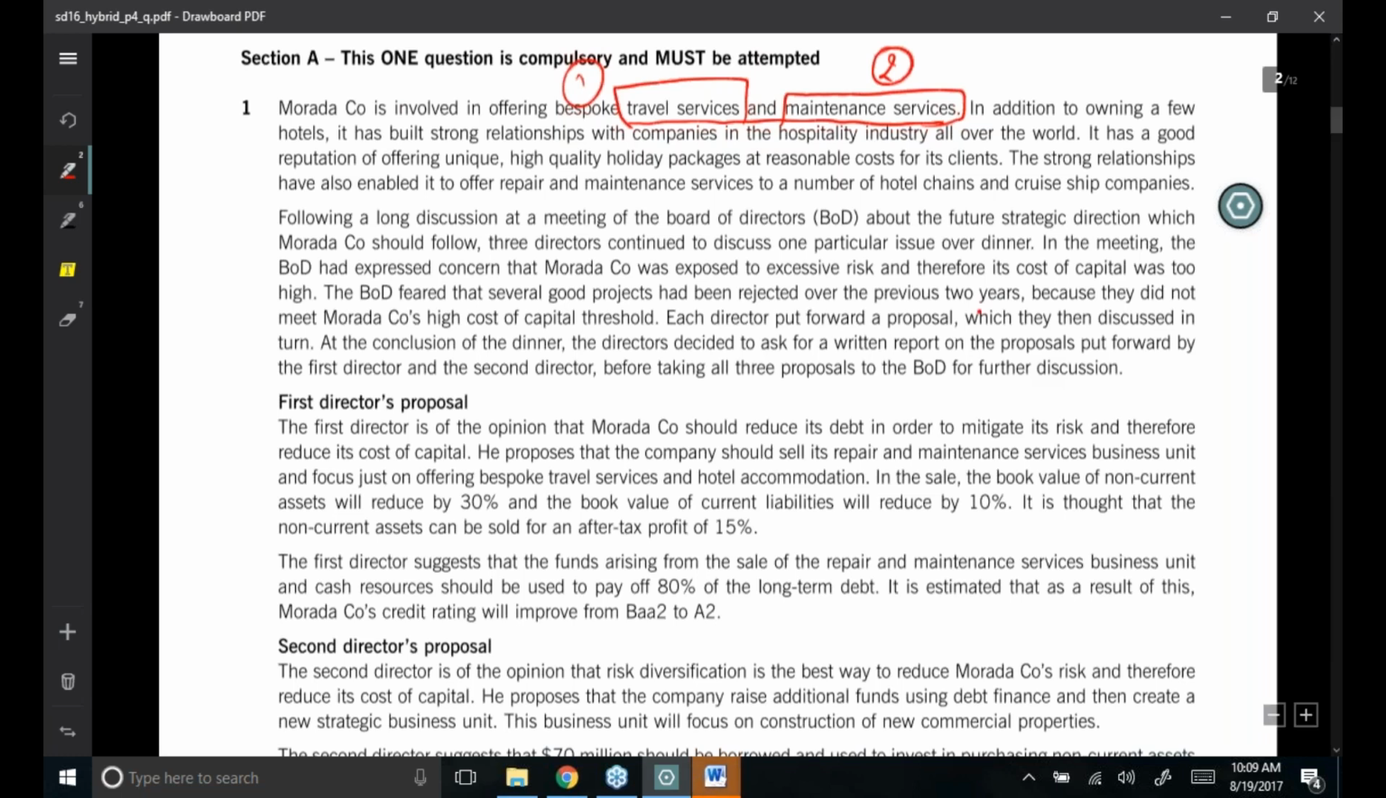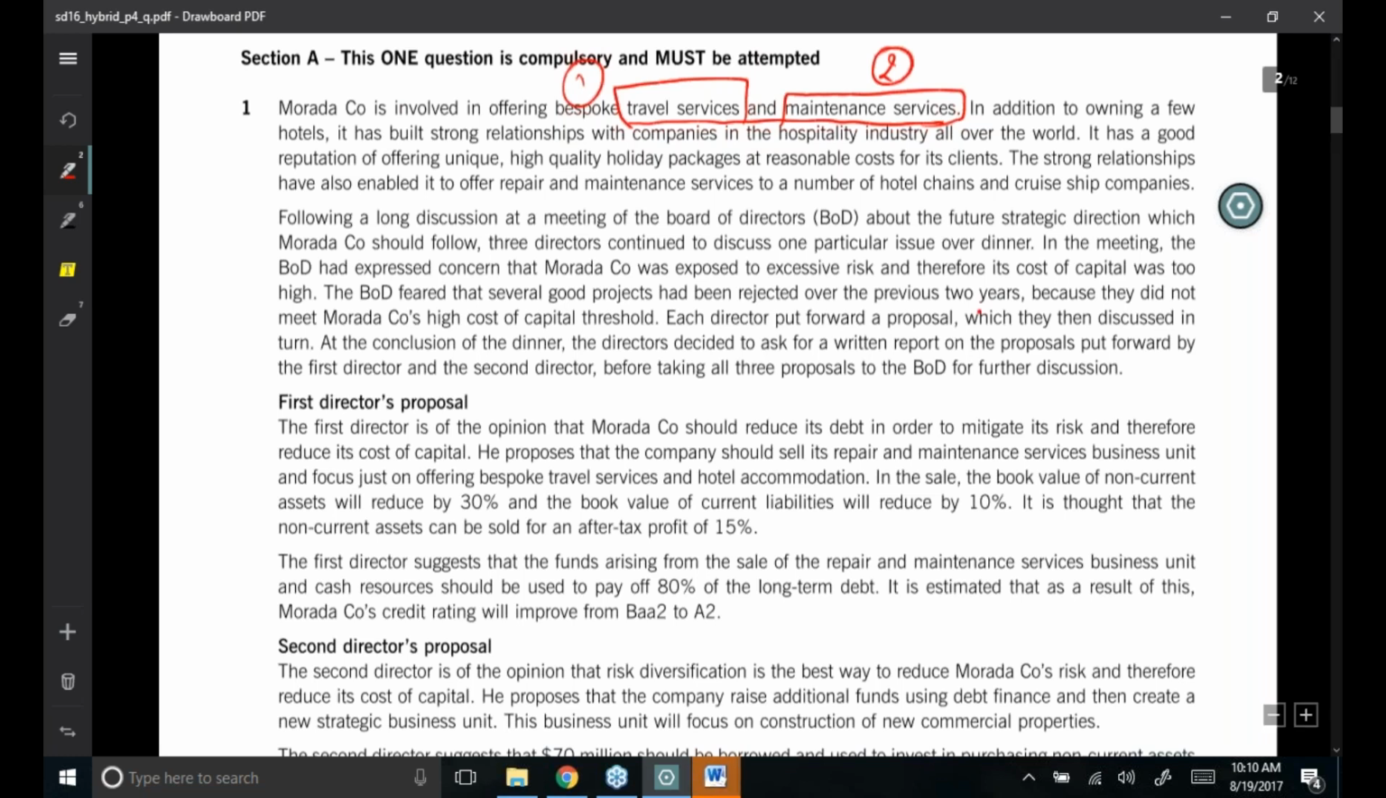Now let's go to the next paragraph. Following a long discussion at a meeting of the board of directors about the future strategic direction which Murata company should follow, 3 directors continued to discuss one particular issue over dinner. In the meeting, the board had expressed concern that the company was exposed to excessive risk and therefore its cost of capital was too high. The board feared that several good projects had been rejected over the previous 2 years because they did not meet the company's higher cost of capital.